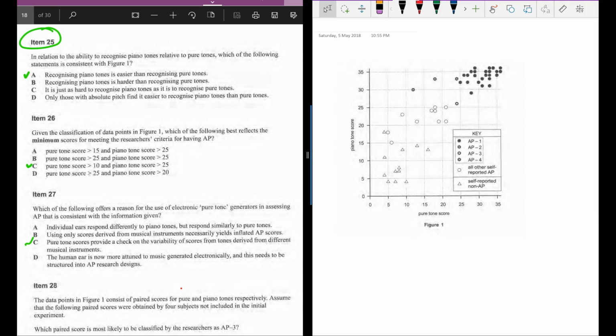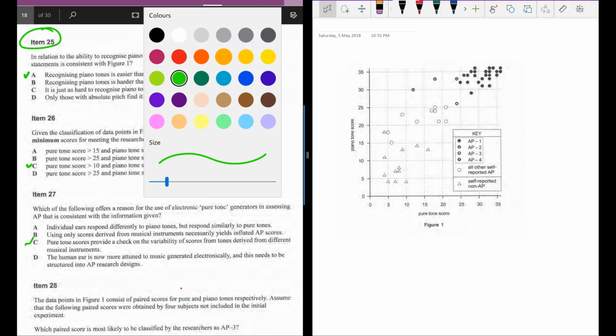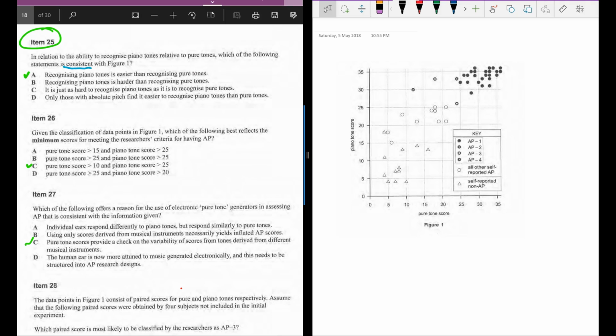So in relation to the ability to recognize piano tones relative to pure tones, which of the following statements is consistent? Okay, so we're after consistent. Which one fits? I've marked in the correct answers, by the way, so we know the answer is going to be A. Recognizing piano tones is easier than recognizing pure tones. Well, if we're saying recognizing piano tones is easier, that means more people are going to score higher on piano than they are on pure tone.